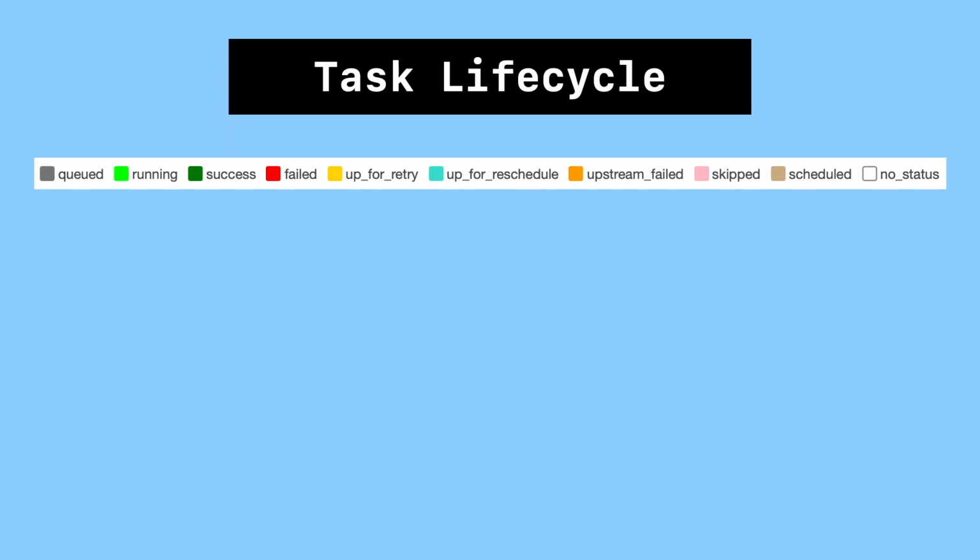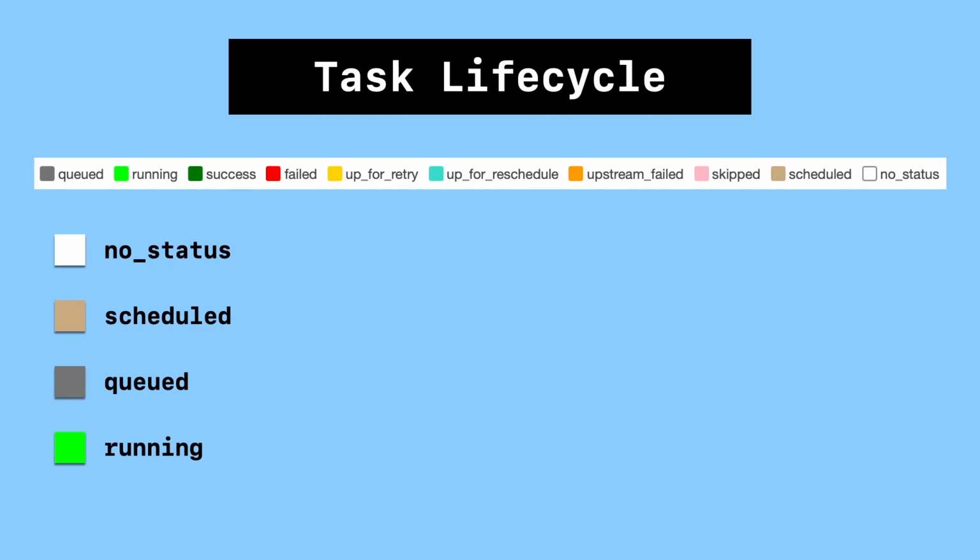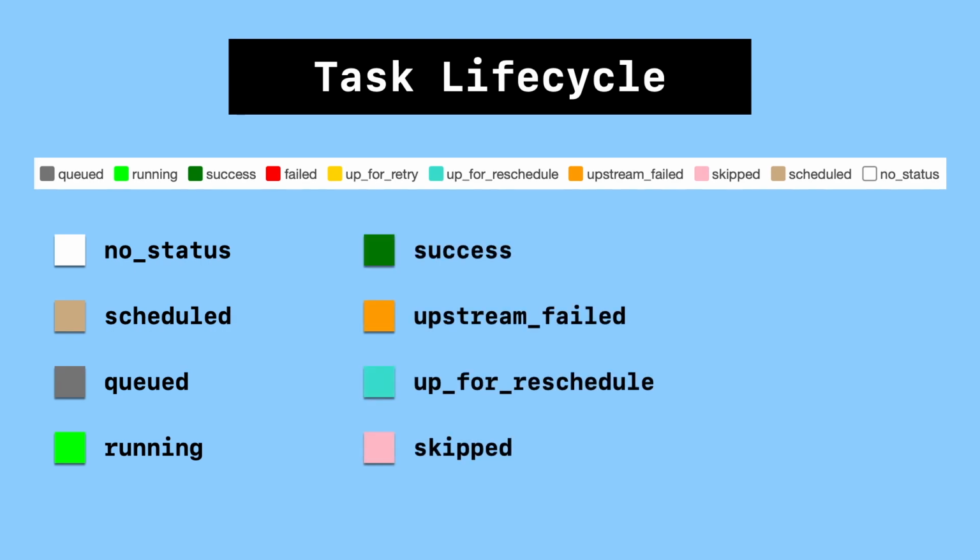In the early phase, a task might go from no status to queued. After that, a task will be at the execution phase, from running to success. If the task fails, it will be directed into up for retry, upstream failed, or up for reschedule. And during the task lifecycle, if we manually abort or skip it, the task will be in a status of shutdown or skipped accordingly.